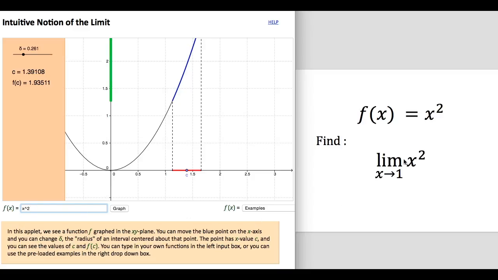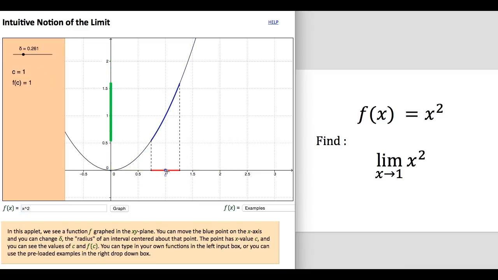So I want us to find the limit as x approaches 1. Well, to do that, let's play around with this applet a little bit. Move your mouse to the x-axis and see that you can click on that point labeled C. I'm just clicking and dragging. I can drag this higher, I can drag it lower. Let's drag it so that C is on 1. It should probably just snap a little bit to that.